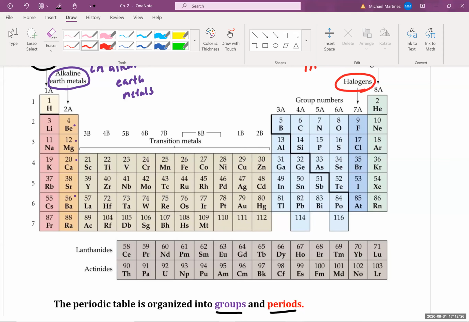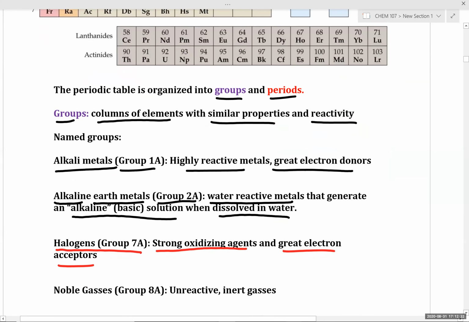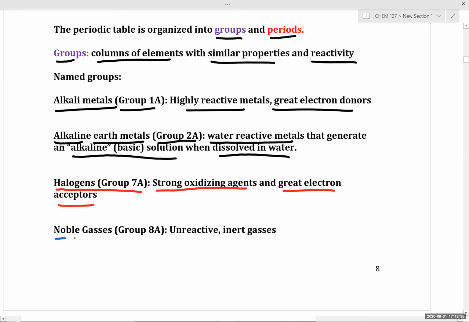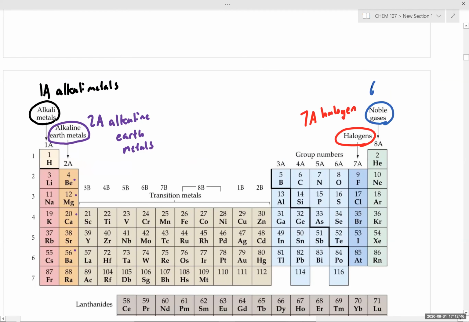So let's now look at another very important set of elements, especially when we start to think about reactivity, and that is our noble gases. These are group 8A elements, and these are unreactive inert gases. So our group 8A elements are known as the noble gases. And noble gases in general are relatively unreactive or inert gases. An example of a noble gas would be helium, neon, argon, krypton, and xenon.